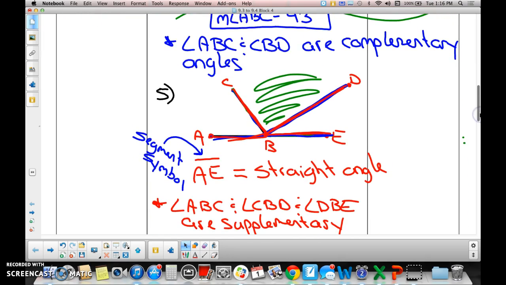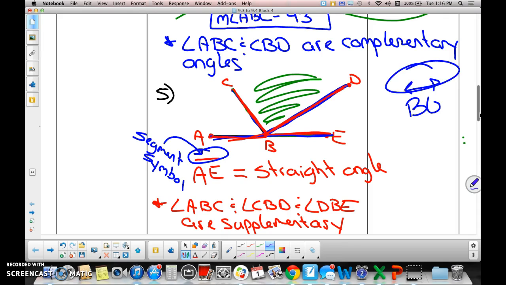What does the line over top of two letters mean, like down here? Segment symbol. What if you have this, just for kicks and giggles? We haven't done one of these yet. But what does this symbol mean? Ray. That's not a ray. That's a line. If you have two arrows, let me rewrite that, or redraw that. If you have two arrows, we're talking about a line.